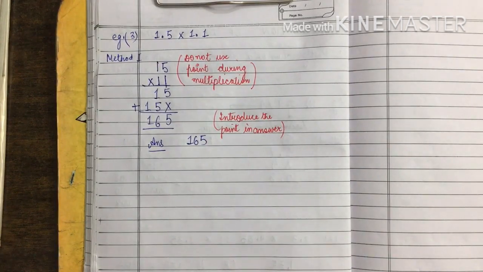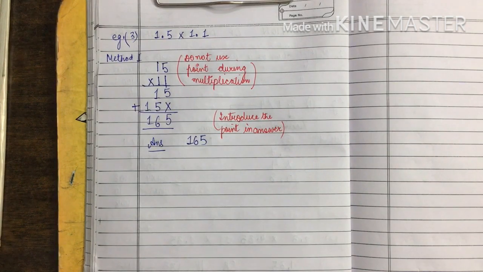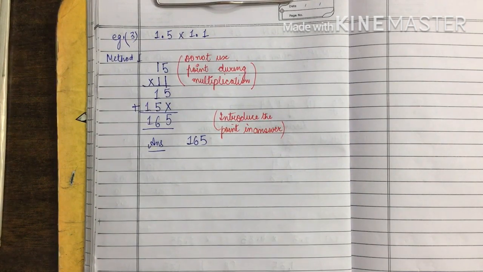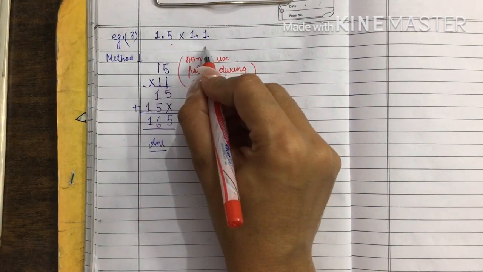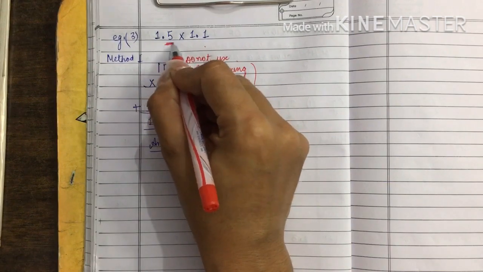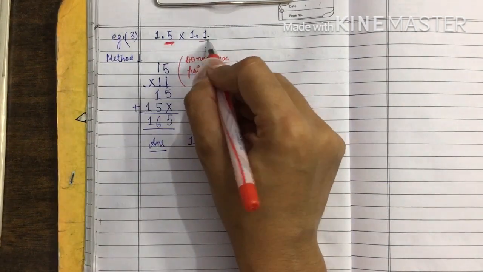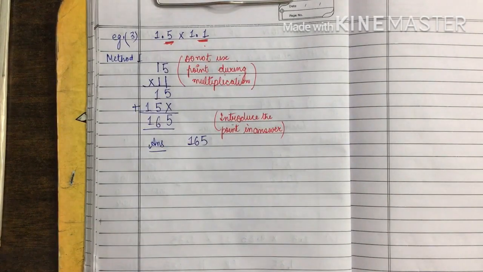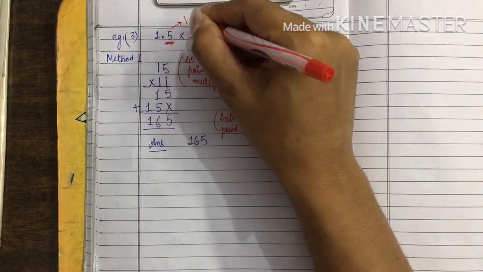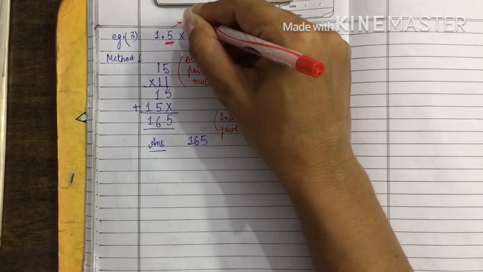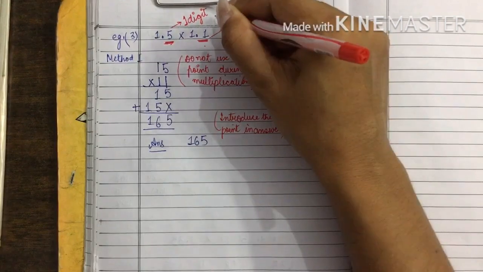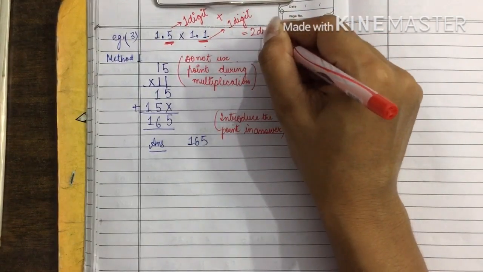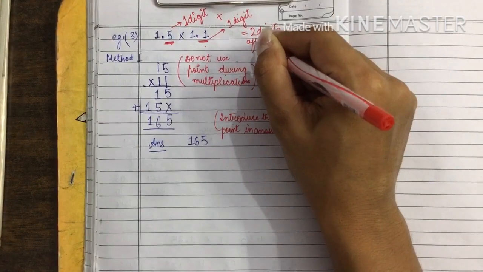To introduce the point, what we want to know is how many decimal places were there in the question, the numbers which were to be multiplied. So the numbers which I multiplied are 1.5 and 1.1. In this case, after the point there was one digit, and in this case also after the point there was one digit. So one decimal place each. So total is 2 digits after point.